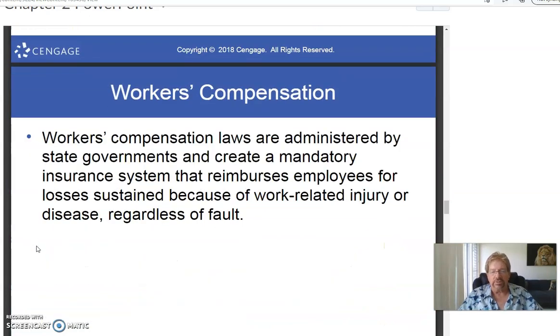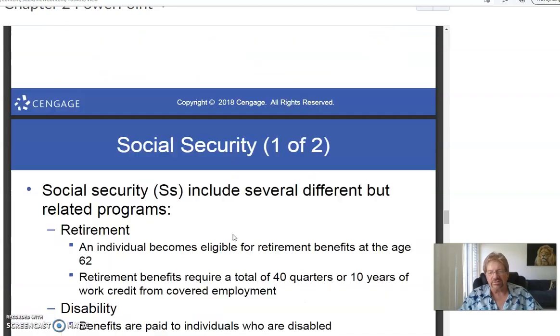Workers' comp. Workers' compensation laws are administered by state governments and create a mandatory insurance system that reimburses employees for losses sustained because of work-related injury or disease, regardless of fault. If you get hurt on the job or get sick, your medical bill should be paid, and if you're missing some of your work, you should be reimbursed for that. And it does, but they're not pleasant to deal with.